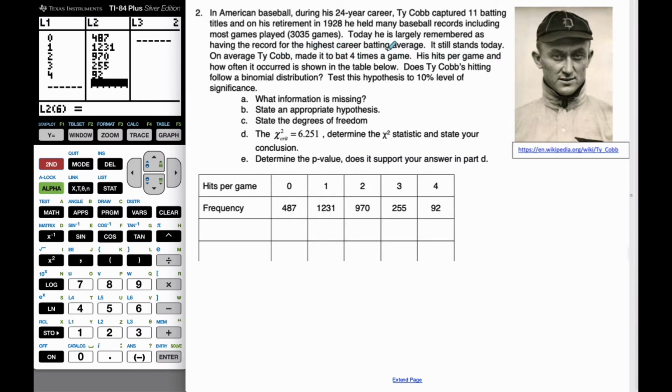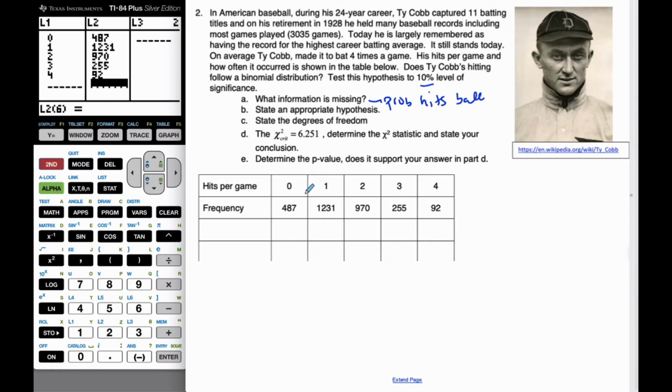His hits per game and how often it occurred is shown in the table below. So the question is, does Ty Cobb's hitting follow a binomial distribution at the 10% level of significance? Well, to understand what's going on here, we have to recognize what information is missing. And the information that's missing is what is the probability that Ty Cobb actually hits the ball.